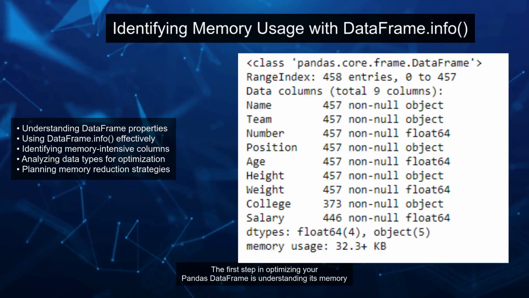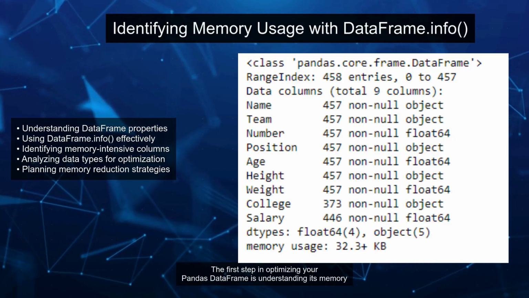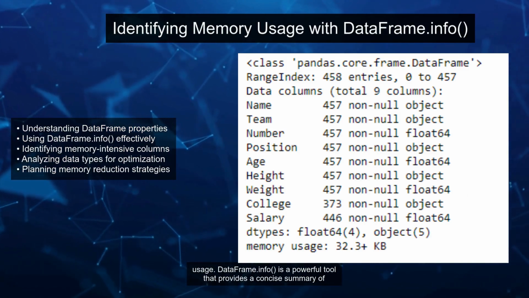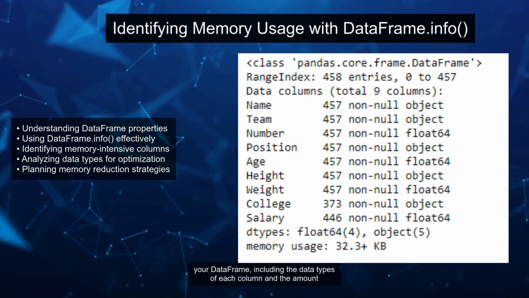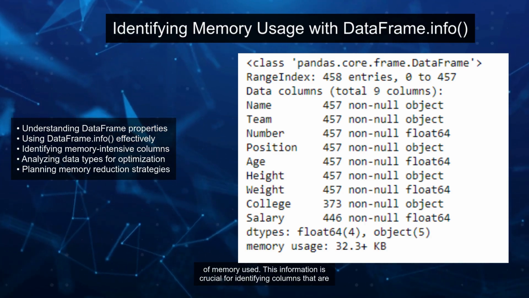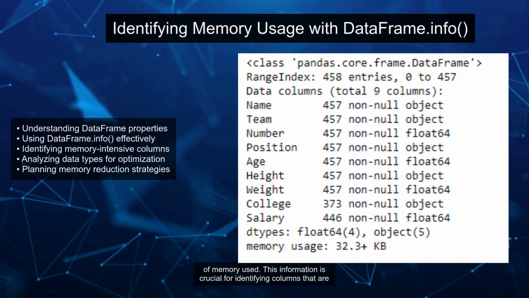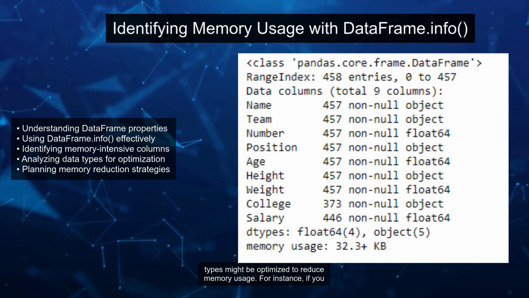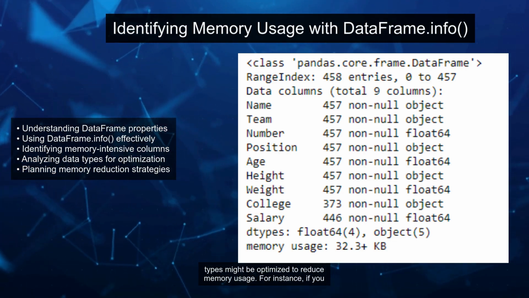efficient and effective. The first step in optimizing your Pandas DataFrame is understanding its memory usage. DataFrame.info is a powerful tool that provides a concise summary of your DataFrame, including the data types of each column and the amount of memory used. This information is crucial for identifying columns that are consuming excessive memory. By examining this output, you can pinpoint which data types might be optimized to reduce memory usage.